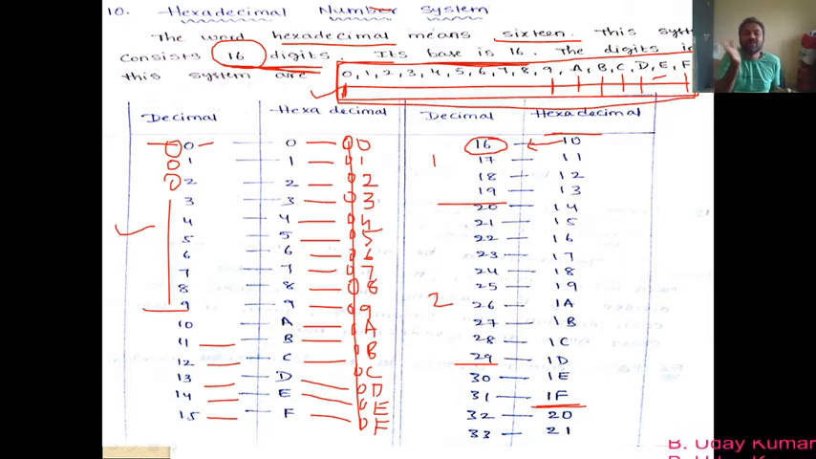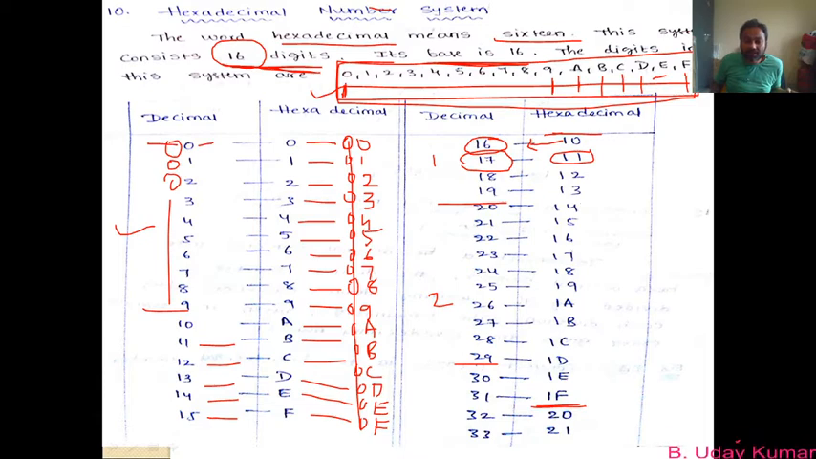If I say 10 in the hexadecimal number system, that will be equal to 16 in decimal. And if I say 11 in hexadecimal, that means it will be equal to 17 in the decimal number system. That you have to understand. This is the table which compares the decimal and hexadecimal number systems.